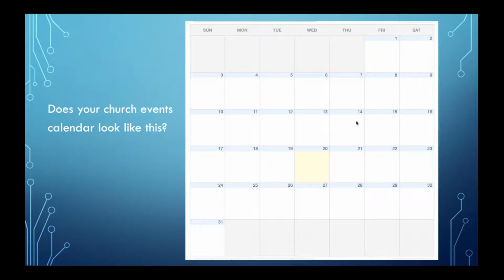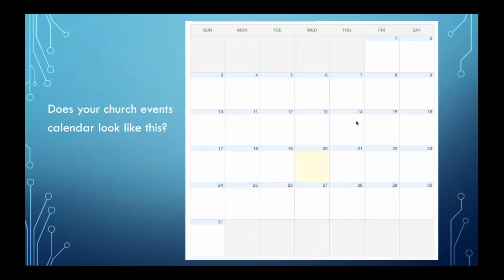Now, right now, given the state of the world, this is totally understandable, and we are in exceptional times. So don't worry about it if today your church events calendar looks like that, because it probably should, otherwise it's out of date. But in normal times, when a church events calendar looks like that, it is saying something about your congregation, and probably not the message that you want it to say.